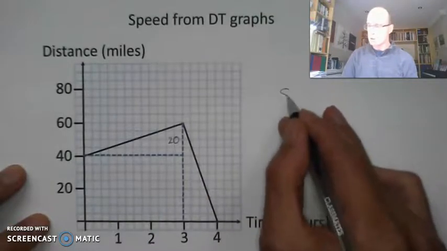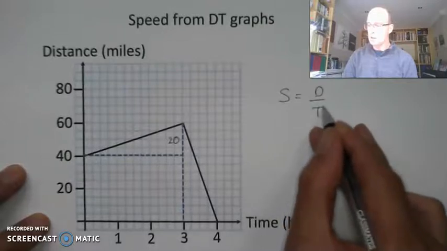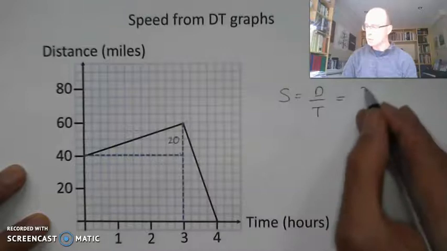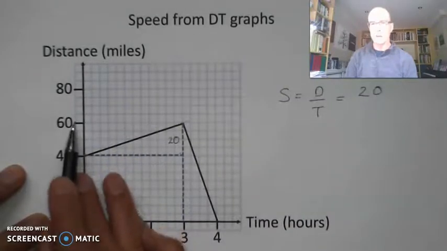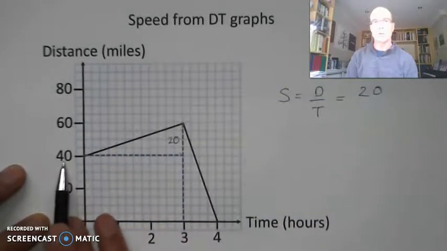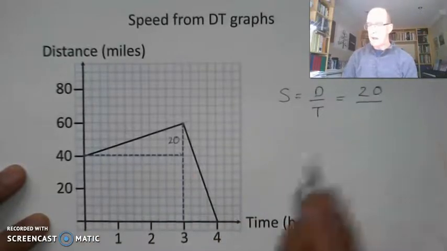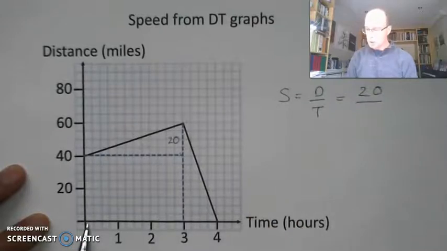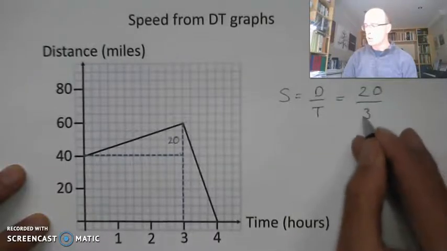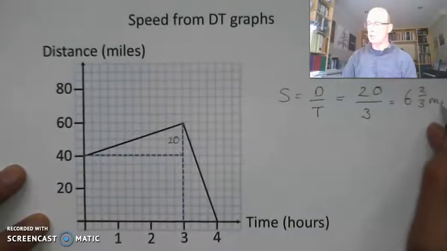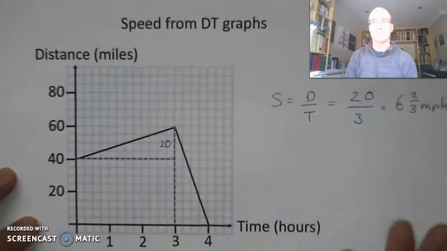So we've got speed is equal to distance over time. Distance travelled is only 20 miles. So although we're 60 miles away from home, we started from 40 miles out. So we've only got an extra 20 miles. So that's my 20. How long did it take me to get there? Well, I started off at 0 and I ended up at 3 hours. So it's taken me 1, 2, 3 hours. 20 divided by 3, which is the same as 6 2/3 miles per hour.